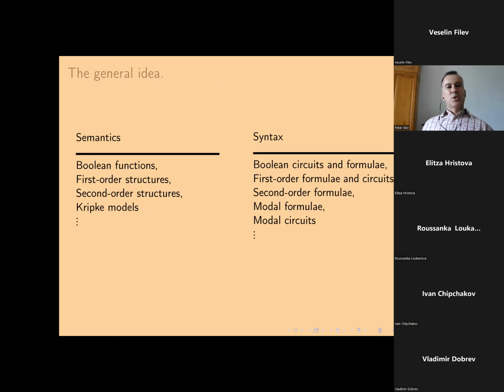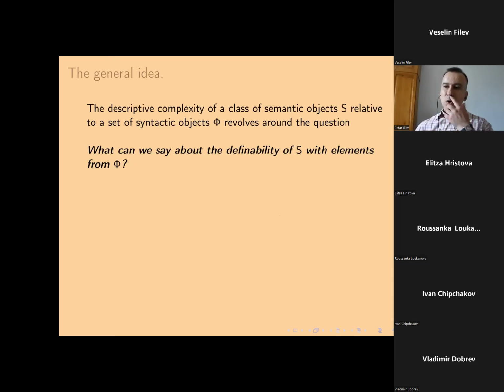So the general idea is as follows. What we usually have in logic is some semantic objects or semantic properties of semantic objects. For example, Boolean functions, first order structures, second order structures, and so on and so forth. And then you have some syntactic objects that you use to talk about the properties of these semantic objects. Usually we have Boolean circuits and formulae, binary decision diagrams, first order formulae and circuits, and so on and so forth. So the descriptive complexity of a class of semantic objects or a class of properties of semantic objects relative to a set of syntactic objects, phi, revolves around this question. Basically, what can we say about the definability of the properties we're interested in with elements from the set of syntactic objects we have?